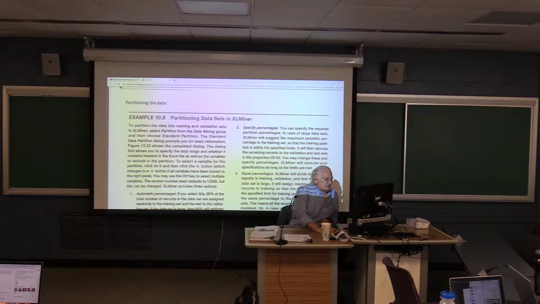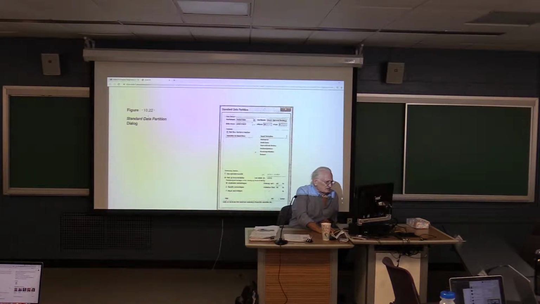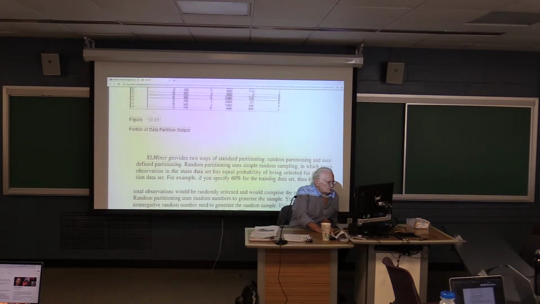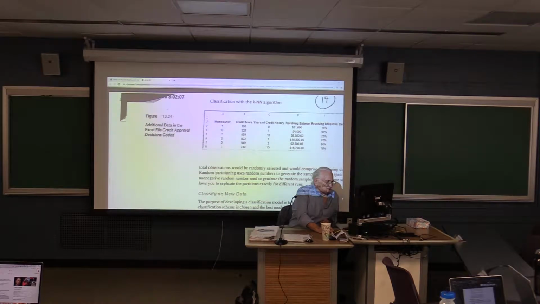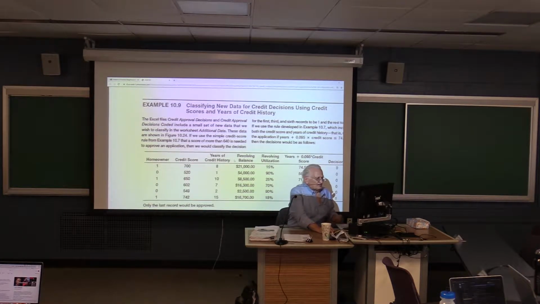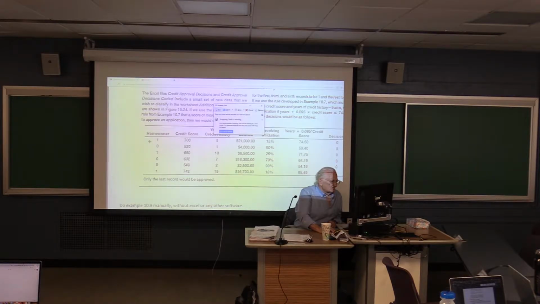We talked about partitioning with the validation data, right? So this is ignore. This is Excel minor. This is that data set. Here is, here is, what is this?